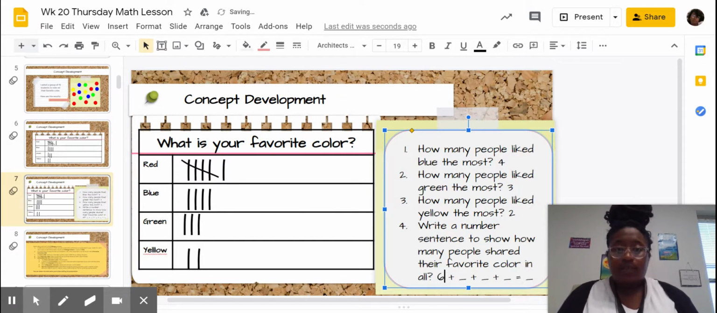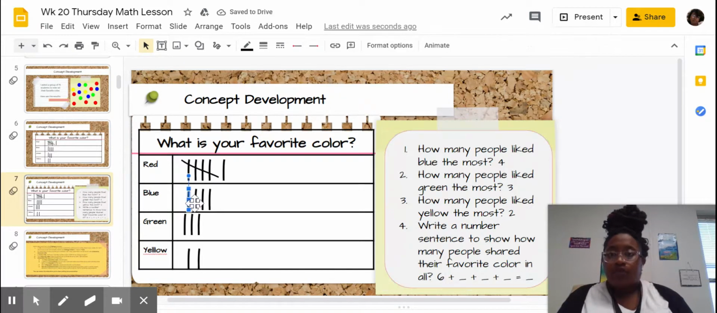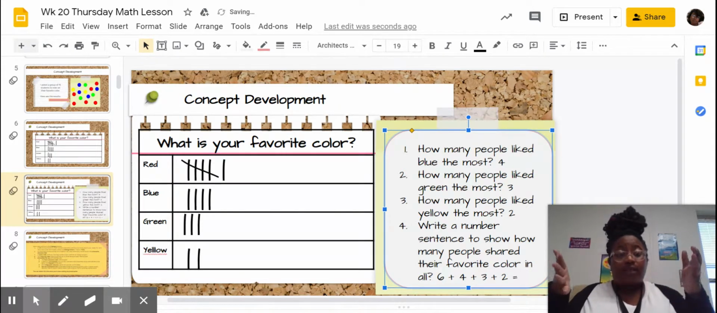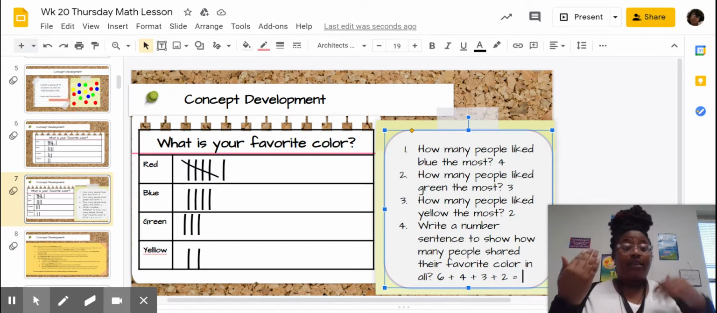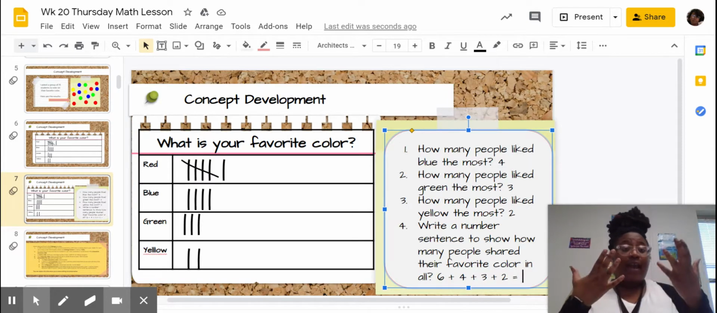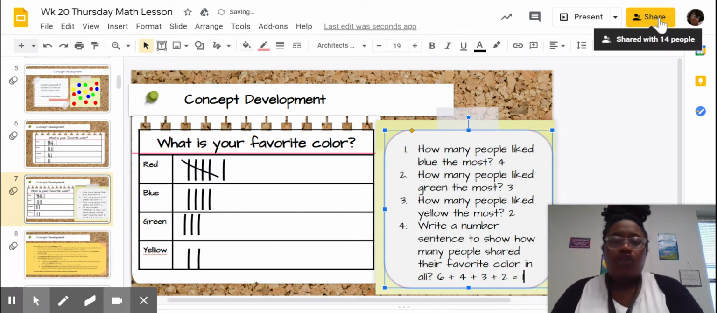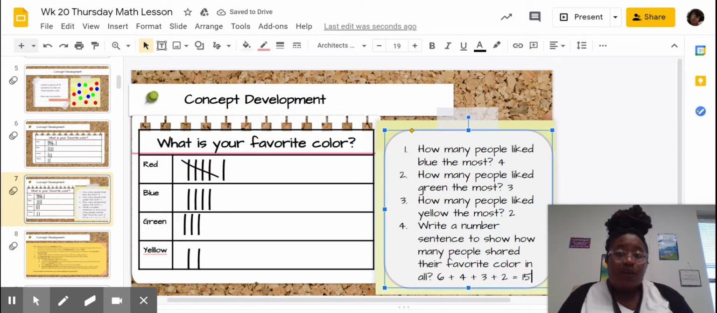Let's start writing our number sentence. 6 plus 1, 2, 3, 4 people liked blue. 6 plus 4 plus the 3 people who liked green plus the 2 who liked yellow. So now we have to add up all of these numbers to see how many students we had in total. Well, I can make a 10 here. 6 plus 4 make 10. And then I know that 3 plus 2 makes 5. 10 and 5 make 15. So I have 15 students in all.